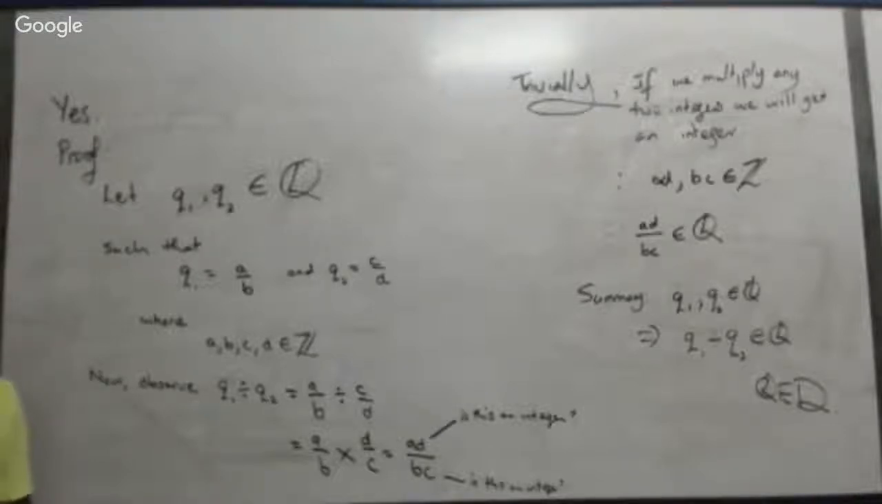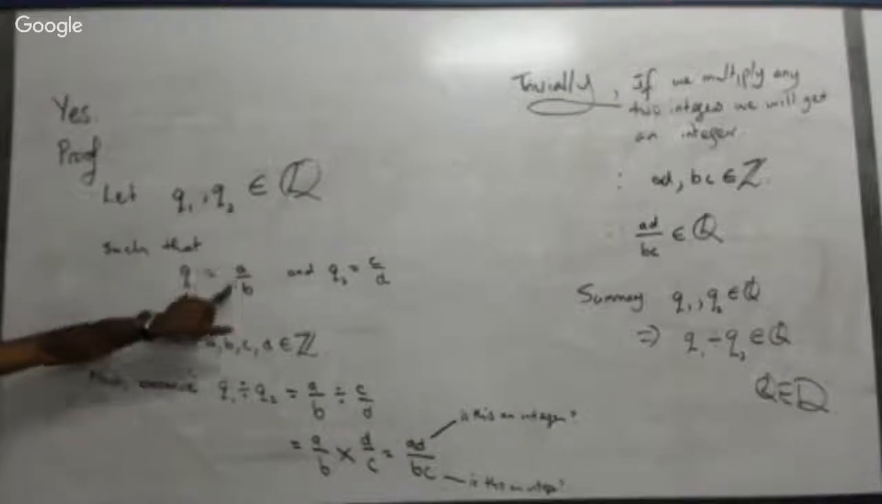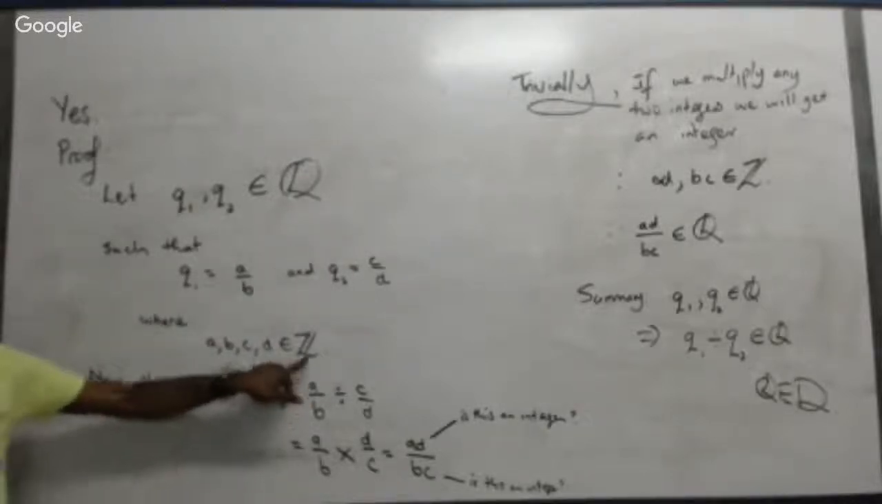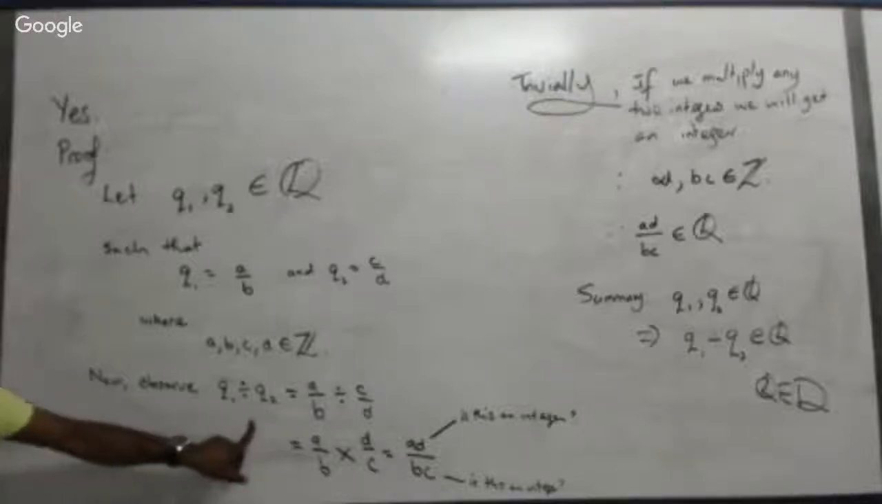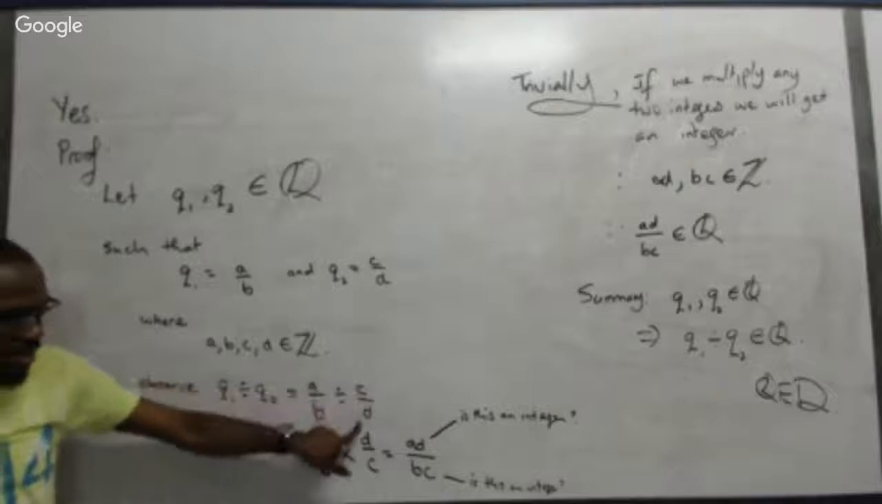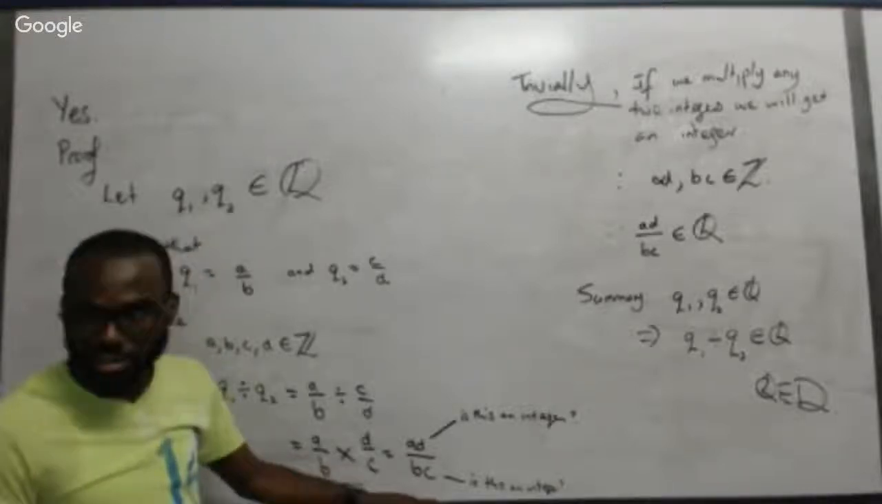You buy that proof? Seems logical, eh? Yeah. It's irrational? No, you're saying that's a rational number. Yeah. Why? Let's go through it again. I said Q1 and Q2 were rational. What made them rational? Because I can write them as A upon B and C upon D, where A, B, C, and D are integers, right? Then I said, all right, let's observe what it would mean to divide them. So when I divided them, I got A upon B divided by C upon D, and I eventually got AD divided by BC, right?